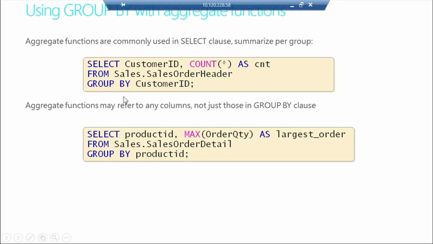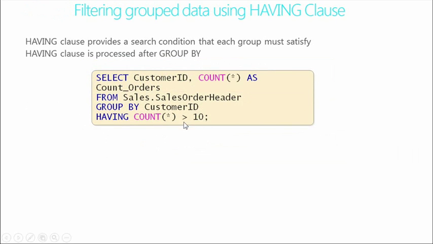The aggregate function is going to refer to any columns, not just those in the GROUP BY clause. So we're going to select product ID, MAX order quantity as the largest order. When we run this, we're going to group it by product ID. So for each product ID, we're going to see the maximum number of items ordered per product. This allows us to use that MAX aggregate function to return that content to us.